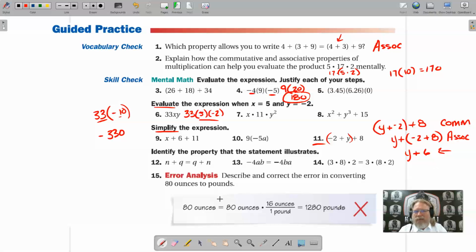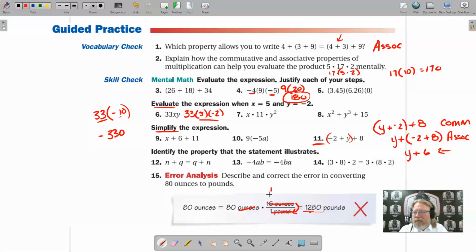Despite the fact that I am well over 30 minutes on this video, I'll go ahead and we'll look at the error analysis. They have 80 ounces, 16 ounces to a pound, and they get 1280. That must be 80 times 16 is 1280, but this is wrong. Why is it? Well, they've used the wrong conversion factor here. Notice that ounces needed to cancel out ounces. We needed ounces down here at the bottom. If we would have done that, we would have gone the other way. This would not have been 16 ounces to 1 pound.